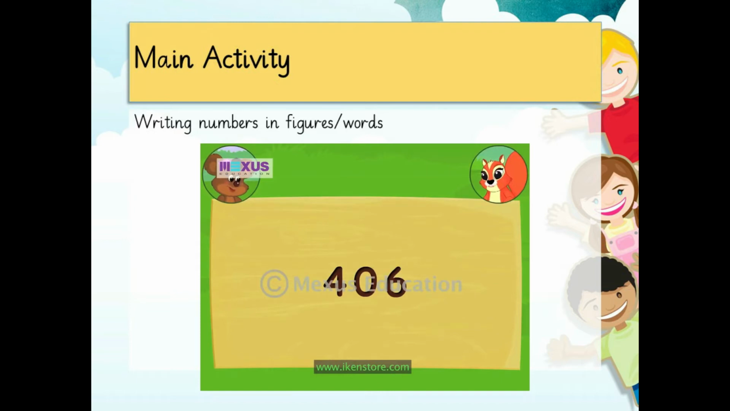Consider this number. The number in the hundredths place is 4. The digit in the tens place is 0. And the ones digit is 6. And it is read as 406. Since the last two digits are read together, 0 and 6 together is only 6.